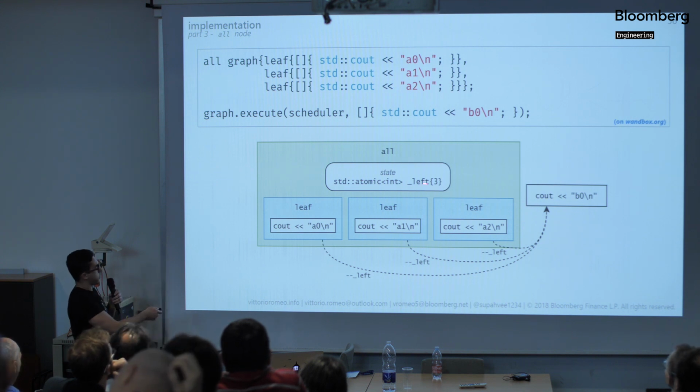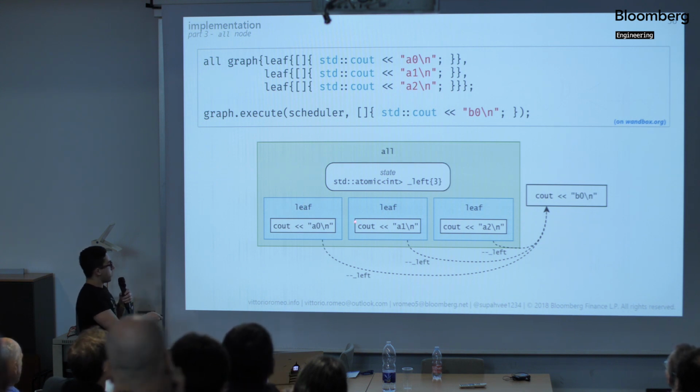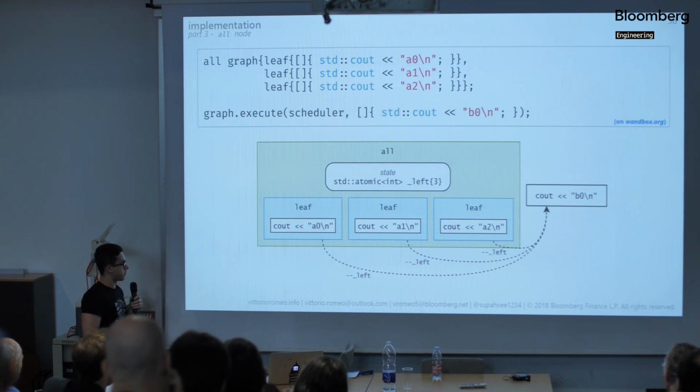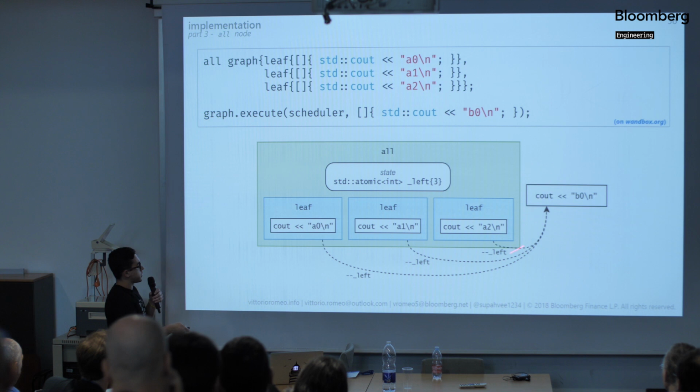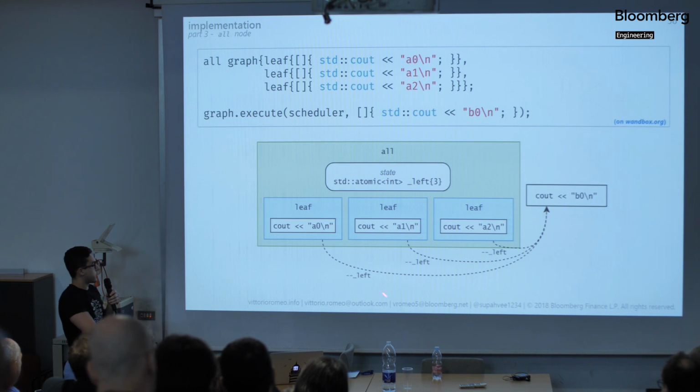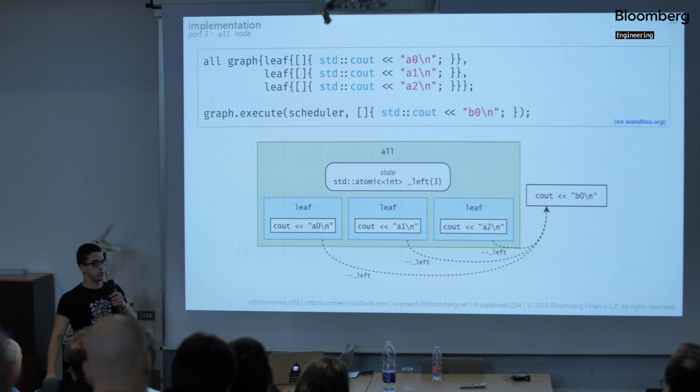In this case, we start at 3. So then we run all the leaves in parallel, and as soon as every leaf is done, we decrement the atomic counter from the continuation of the leaf. When the atomic counter reaches 0, then we can invoke our continuation B0 over here. So independently of the order, every leaf will decrement the atomic counter. Eventually, the last one will finish and will execute B0 for us.